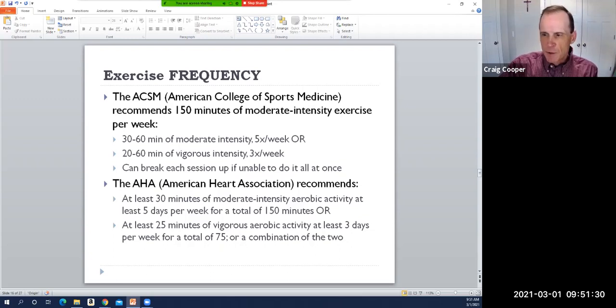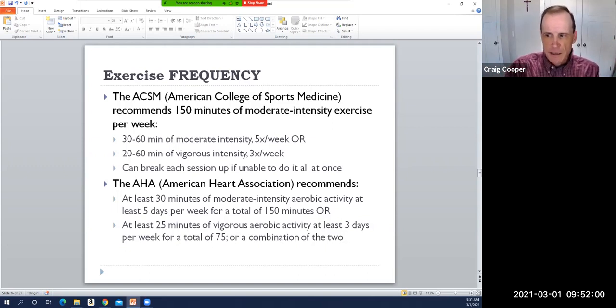All right, so how much do we need? The CDC, ACSM, and American Heart Association all have the same basic recommendations. We want about 150 minutes a week of moderate intensity activity. If you work out more vigorously, your intensity is higher, then you don't need to go as long. Again, intensity and duration are kind of inversely related. So you can do less time if you go harder than that.